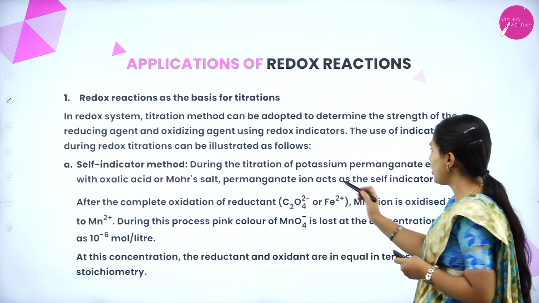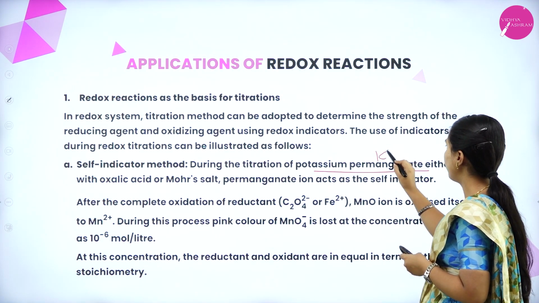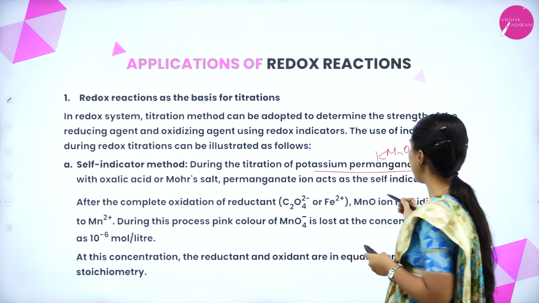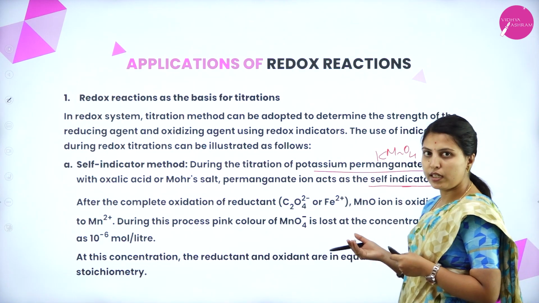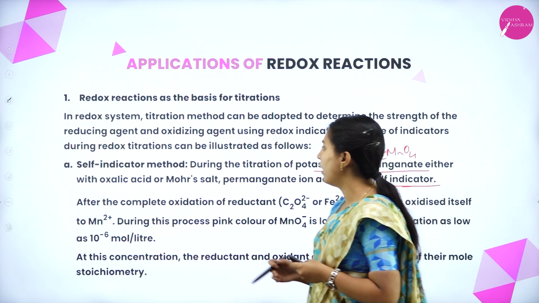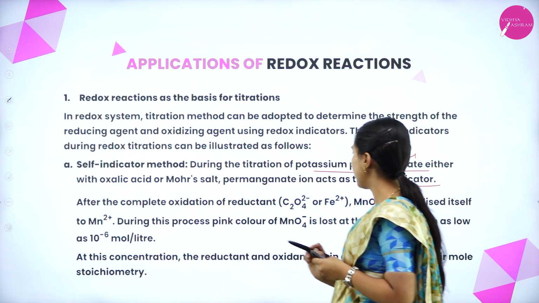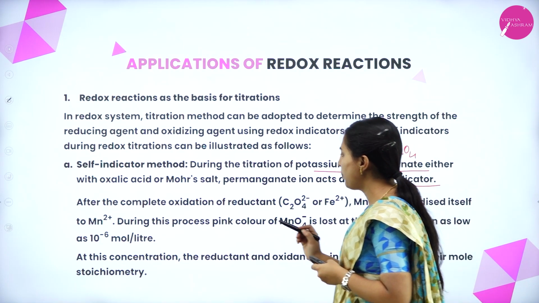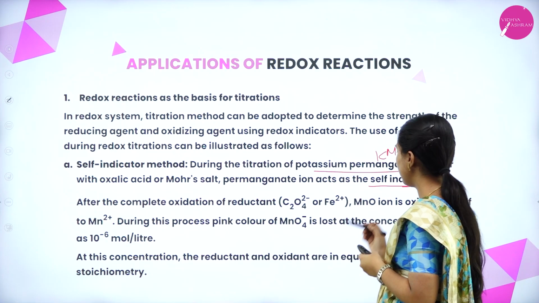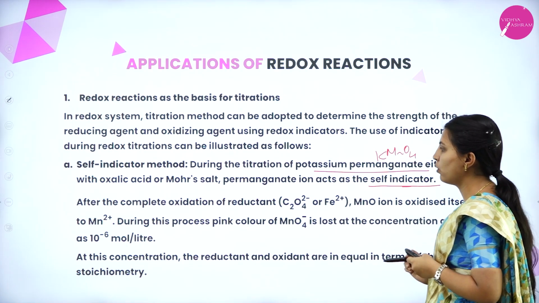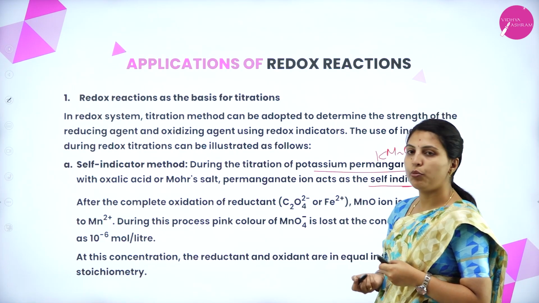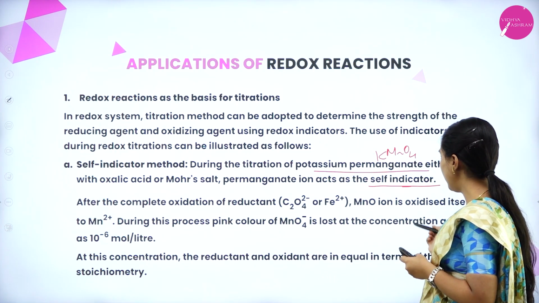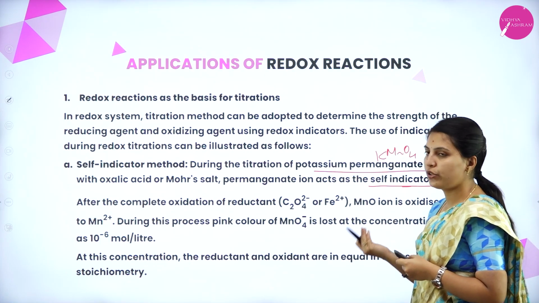During the titration of potassium permanganate, KMnO4, either with oxalic acid or Mohr's salt, the permanganate ion acts as the self-indicator, because it's a colored solution. After the complete oxidation of the reductant, MnO4 minus ion is reduced itself to Mn2 plus. During the process, the pink color of MnO4 minus is lost at a concentration as low as 10 to the power of minus 6 mole per liter. At this concentration, the reductant and oxidant are equal in terms of their mole stoichiometry.